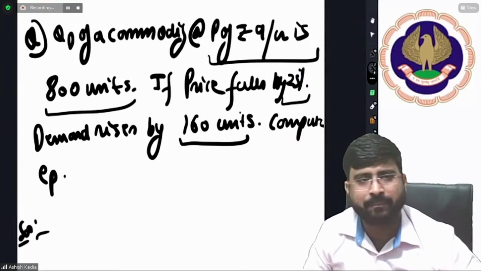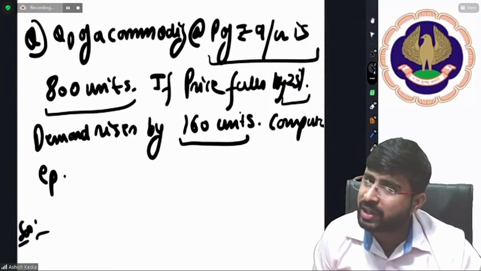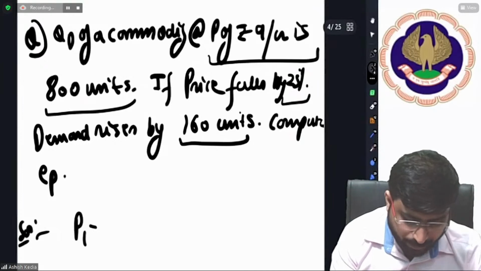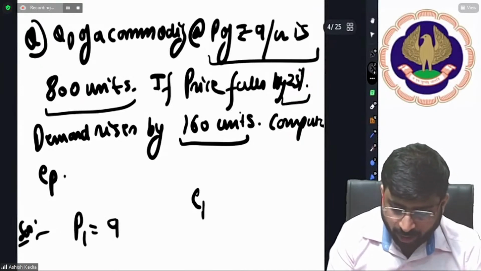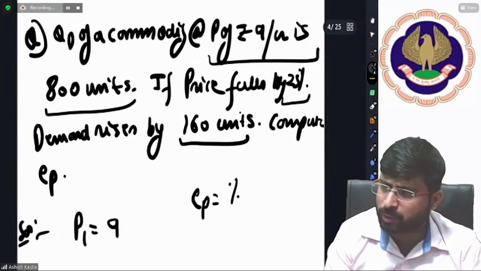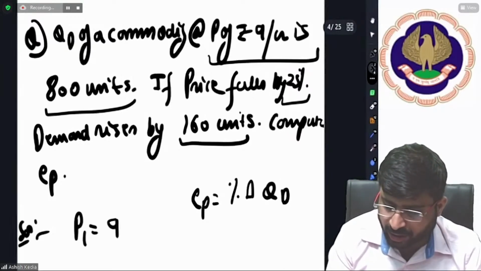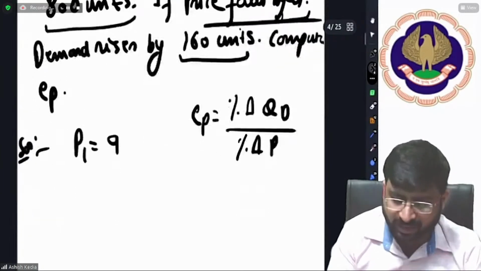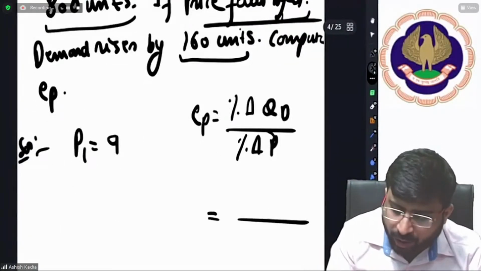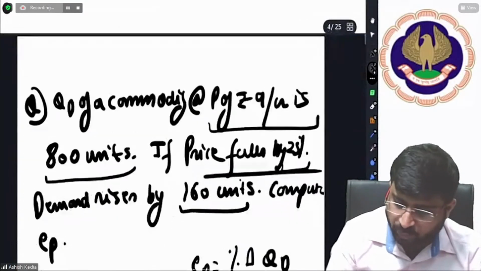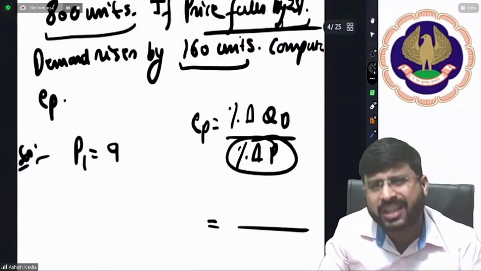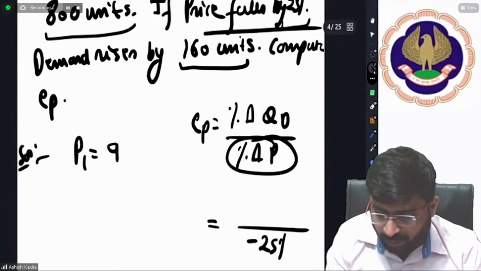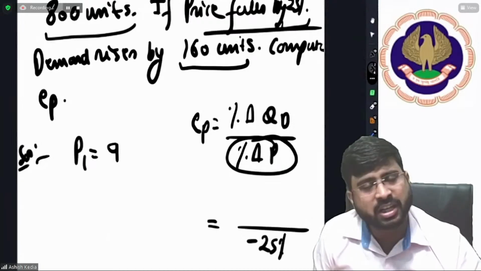You people are already answering and it's absolutely correct. The original price is 9 rupees. Always write the formula first: percentage change in quantity demanded divided by percentage change in price. The good news is price falls by 25% is given, so one part we don't have to calculate. Since it is already given in terms of percentage, it is minus 25%. Let it be as it is.